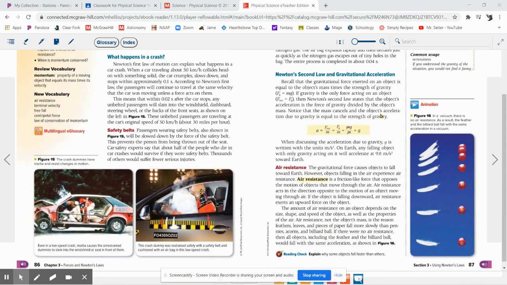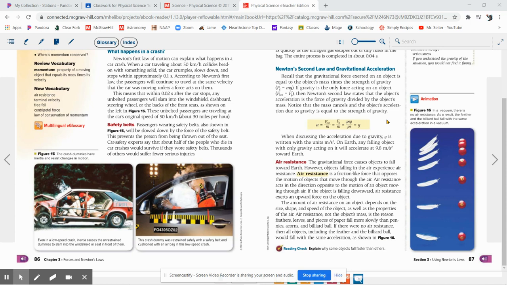Newton's second law and gravitational acceleration. Recall that gravitational force exerted on an object is equal to the object's mass times the strength of gravity. F equals mg. M is the mass, g is gravity. You could also put W here, weight equals mass times gravity, but weight is a force, so we're putting in the force here. All right. Basically, what this is telling us is all things are accelerated towards the center of the earth, all items.